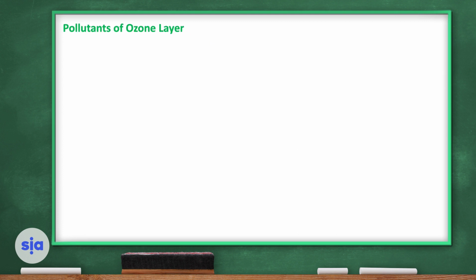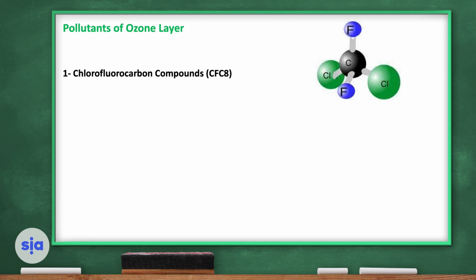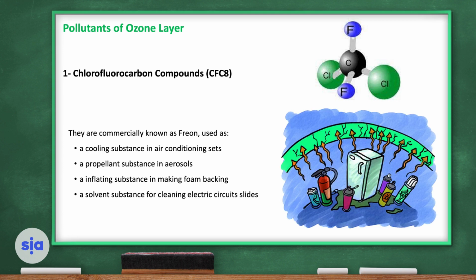Pollutants of ozone layer. Chlorofluorocarbon compounds. Chlorofluorocarbon compounds are commercially known as Freon, a cooling substance used in air conditioning sets, a propellant substance in aerosols, an inflating substance in foam baking, and a solvent substance for cleaning electric circuits slides. This substance is highly pollutant for the ozone layer.